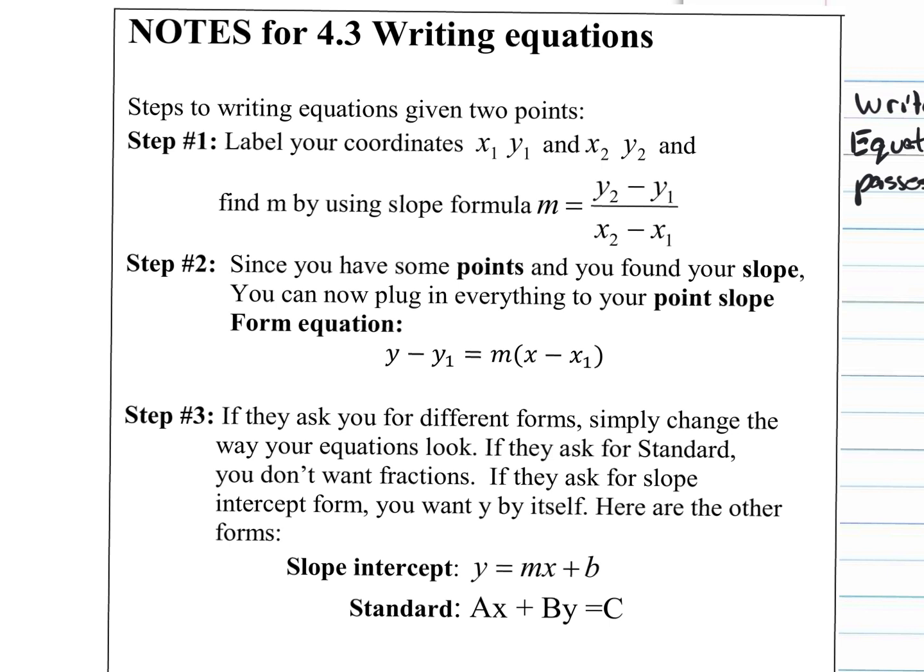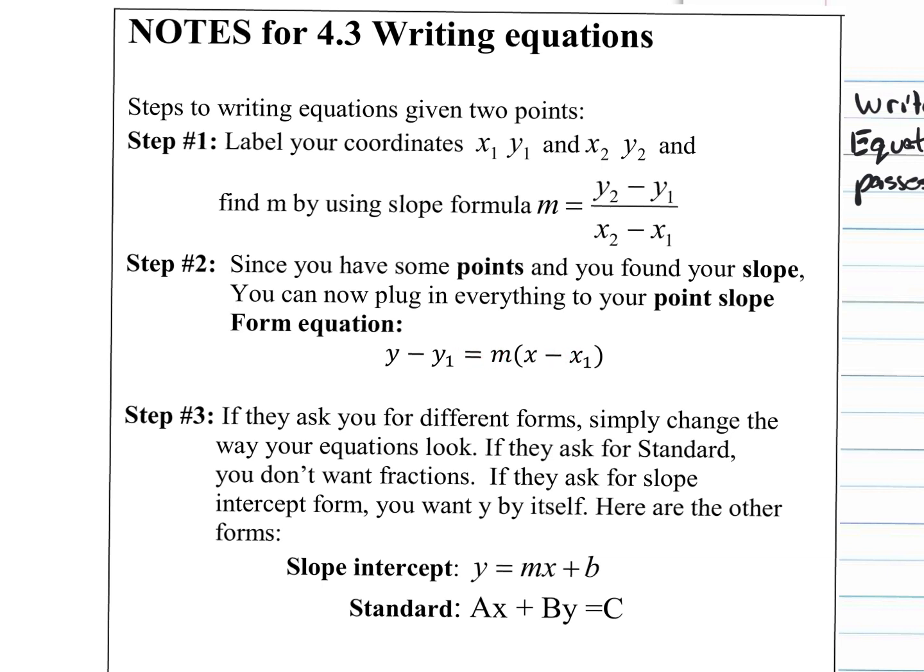All right, so if I give you 2 points, like I tell you there's a line that passes through 2 points, step 1 is to label your points x1, y1, x2, y2, and then you find the slope using the formula. And then once you find your m value using the formula, then you take the point that they gave you originally and the slope that you just found to plug it into point-slope form. y minus y1 equals m parentheses x minus x1.